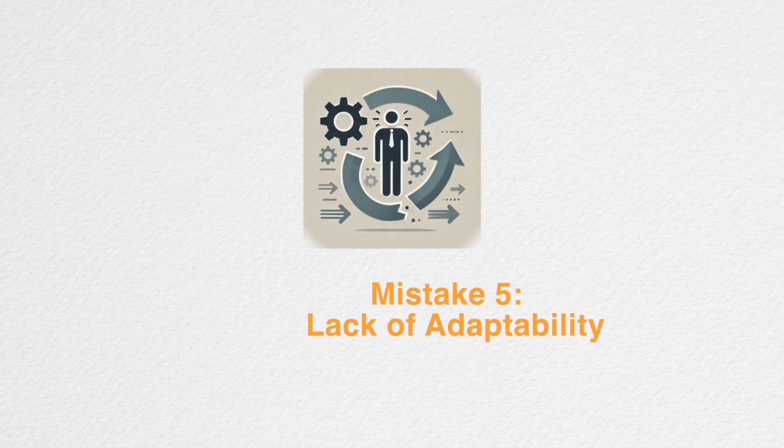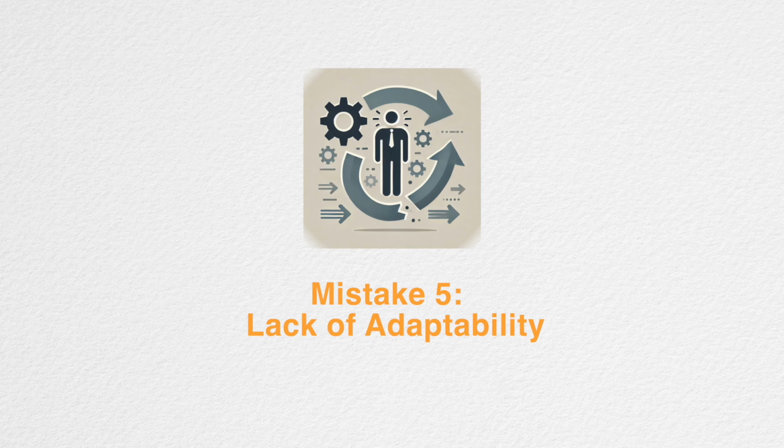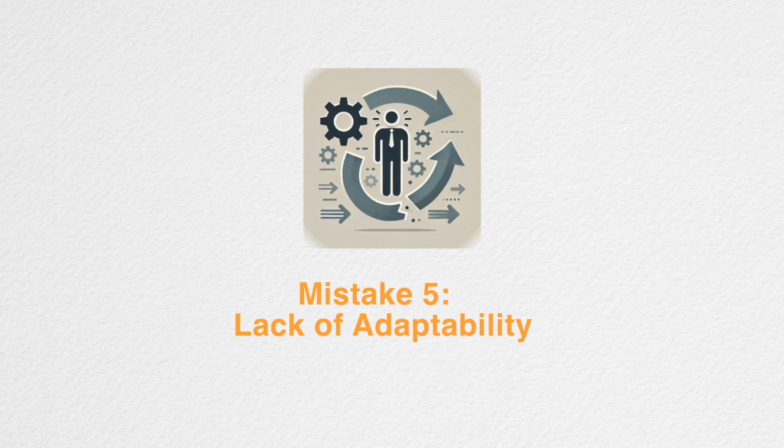So mistake number 5 is the lack of adaptability. As the business analyst, one of the most critical skills that you require is adaptability. Unfortunately, some analysts are becoming too rigid in their processes, struggling to adapt to changing requirements, new tools, or even switching to a new way of working. The resistance to change can slow down the project and eventually negatively impact the project outcomes.